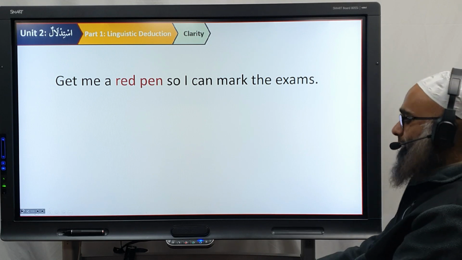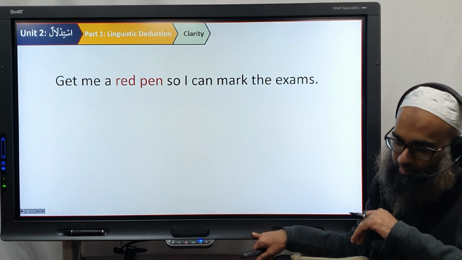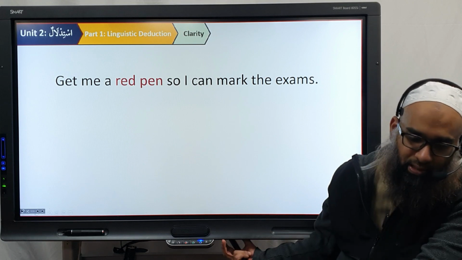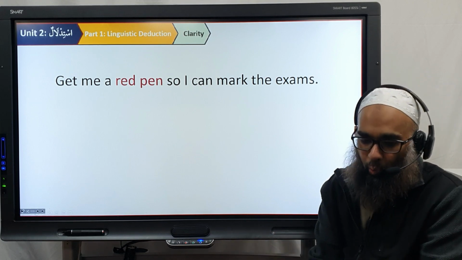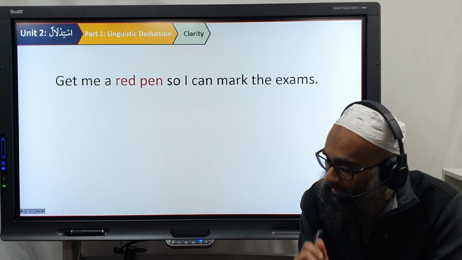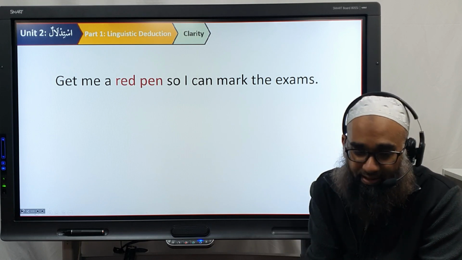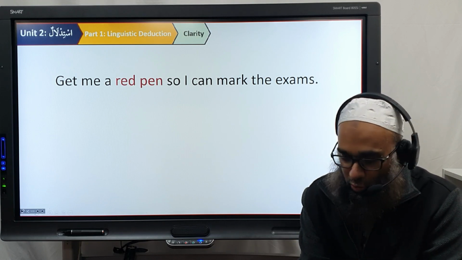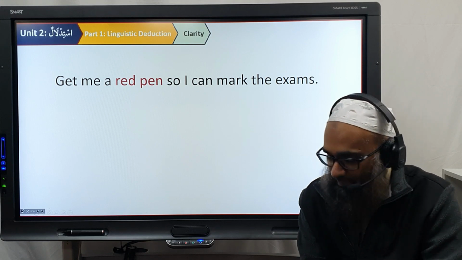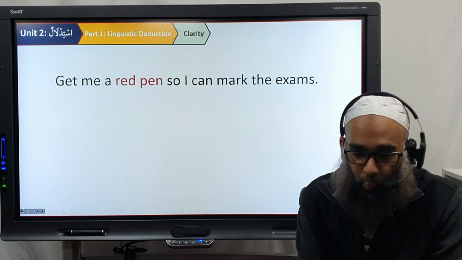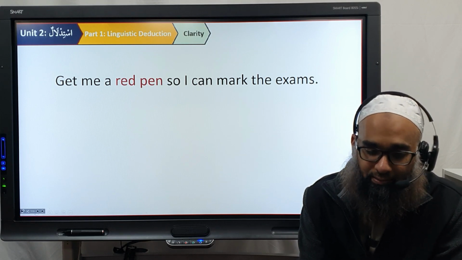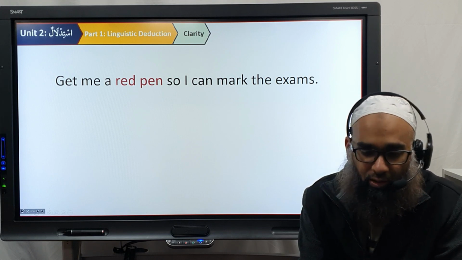Okay, now moving on. The next masla we have here, the next question we have, the next issue we have here is, if we have, let's look at an example here. We have here, give me a red pen so I can mark the exams. In this example, the word pen, is it mutlaq or is it muqayyad? The word pen, is it mutlaq or is it muqayyad?